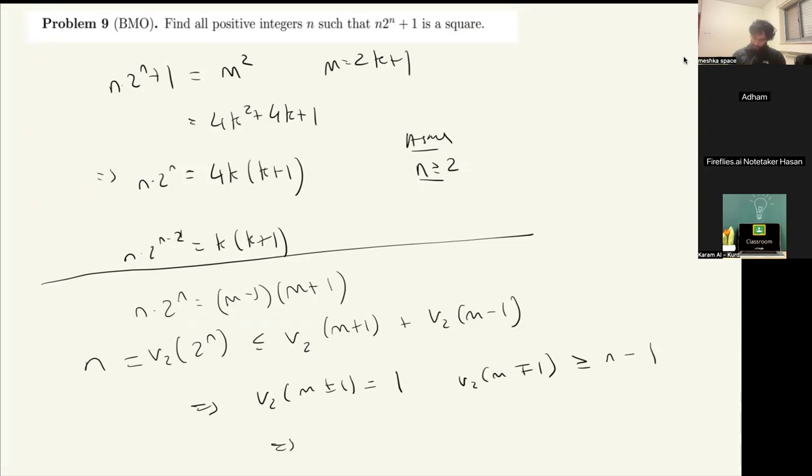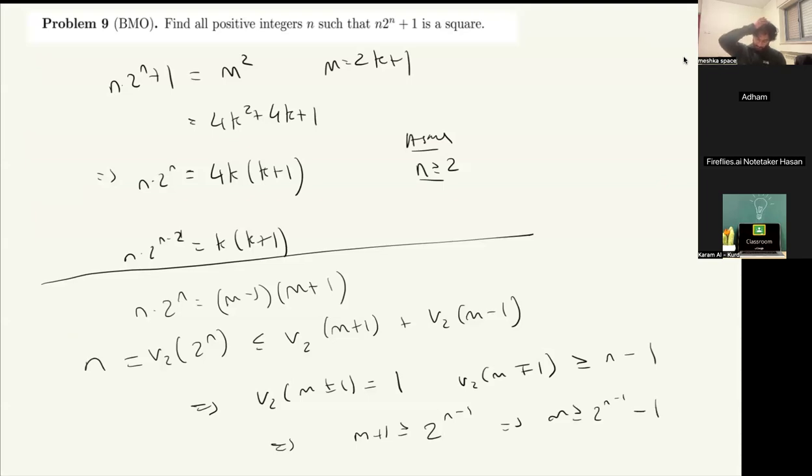Right, so now we're saying m plus 1 is at least 2 to the n minus 1. Is that the first thing we're saying? Yes, I think. And then, because we know one of them is at least 2 to the n minus 1, the worst case is if it's m plus 1. So that tells us m is at least 2 to the n minus 1 minus 1.